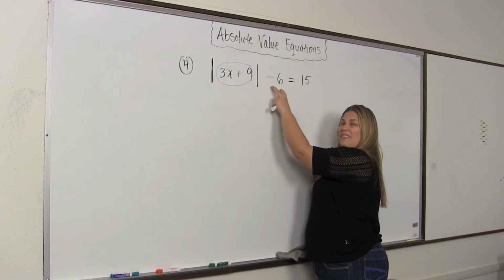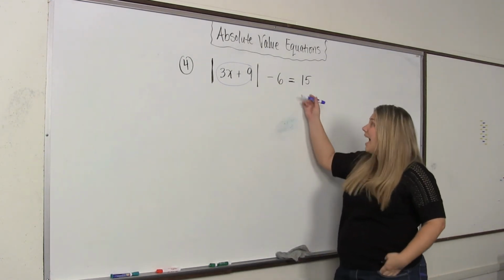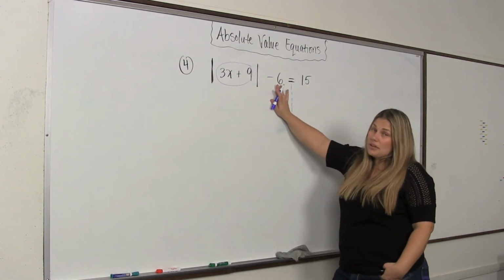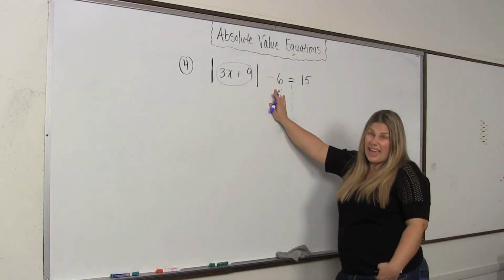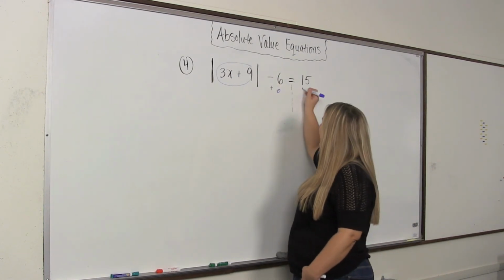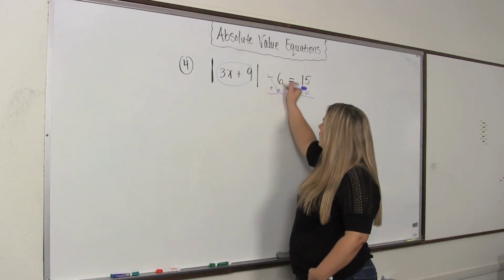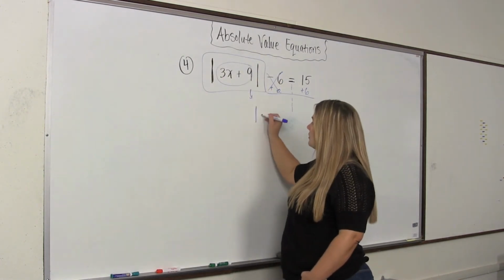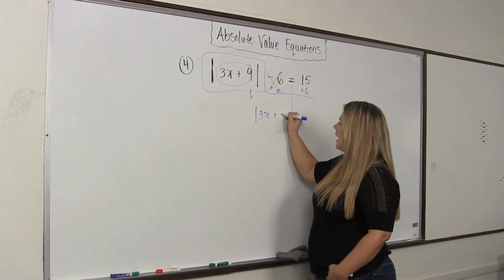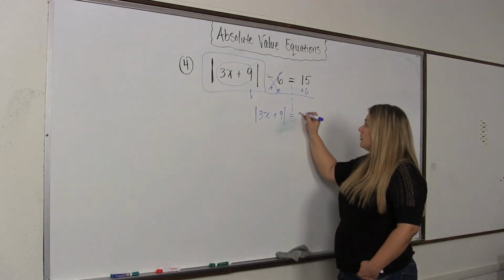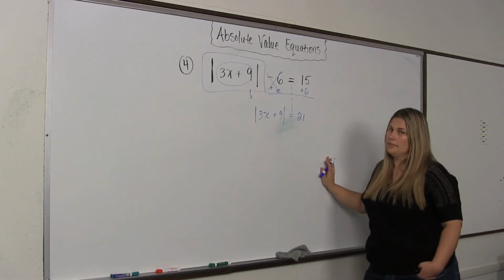So whenever you have anything extra, we have to actually get rid of that first. So I have to get rid of this negative 6 because that's my extra in this problem. And to get rid of a negative 6, I would just add 6 to both sides. So when I bring everything down right here, I still have the absolute value of 3x plus 9, and the absolute value is equal to 21.